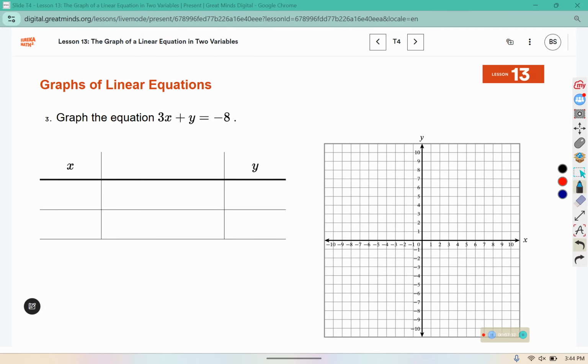So I'm going to choose two x values, and I'm going to solve them for y values to determine where to place my point. I always like to choose a 0 for x or a 0 for one of my variables because multiplying by 0 just gives me 0. So here this would be 3 times 0 plus y equals negative 8. 3 times 0 is 0, so that piece is gone, and I'm left with y equals negative 8.